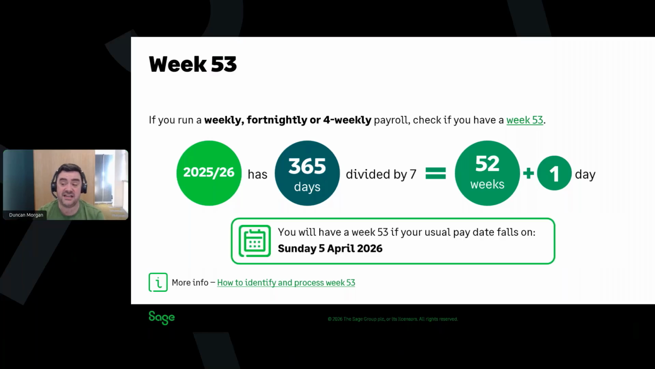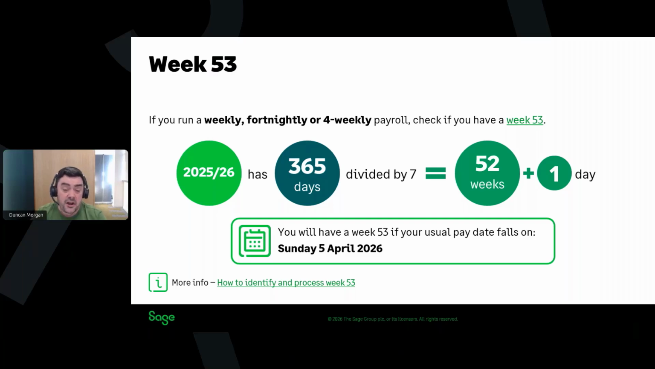Now, for this tax year, you'll have a week 53 if your usual pay date will land on Sunday, the 5th of April. Now, Sunday perhaps isn't a very common pay date, with it being a non-banking day, and it's important to understand that it's the pay date that counts, so the date that the employees receive their pay, rather than the dates that you're paying them for.